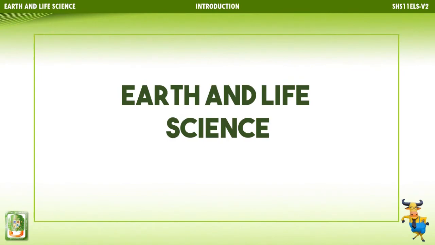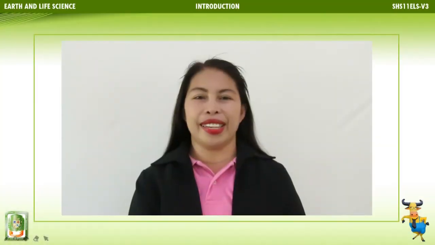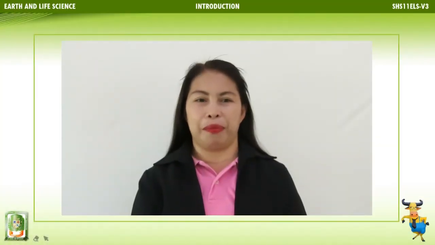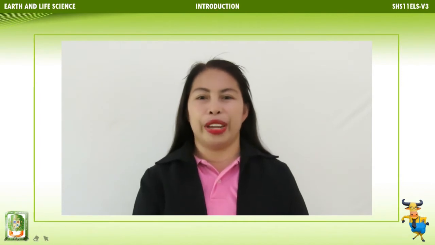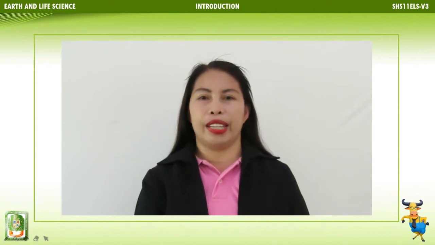Earth and Life Science. Our next lesson is about Earth and Earth system. At the end of the lesson, you are expected to recognize the uniqueness of Earth, being the only planet in the solar system with properties necessary to support life, and identify the four Earth subsystems and their properties.